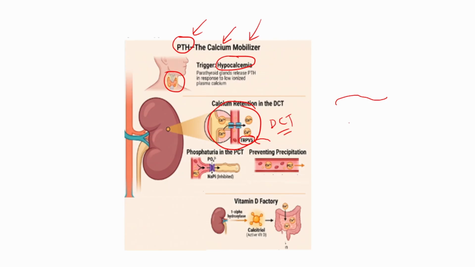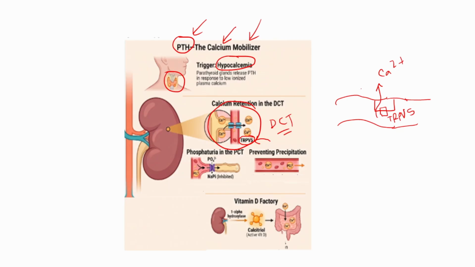Let's say this is DCT, only one portion, and we have cells over here, and on the apical side we have TRPV5 transporter. This pulls calcium from the lumen and puts it into the bloodstream, and this elevates plasma calcium level.